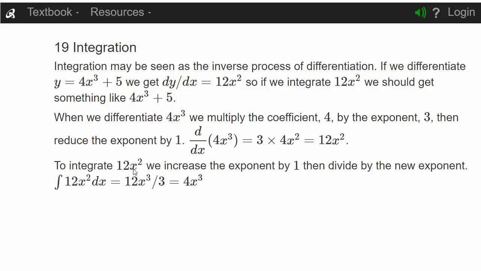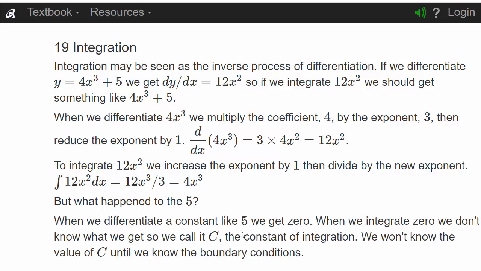To integrate 12x squared, we're going to increase the exponent, so it goes from 2 to 3, and then we're going to divide by the new exponent. So the integral of 12x squared dx, the x squared becomes x cubed, then we divide by the new power, which is 3, so we get 4x cubed. But what happened to the 5?